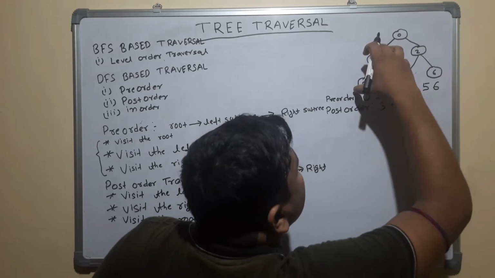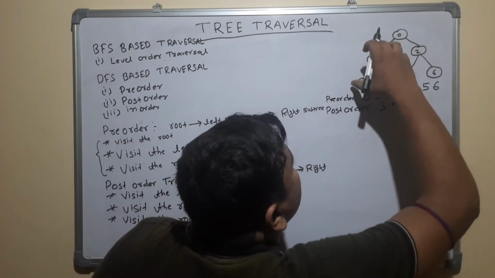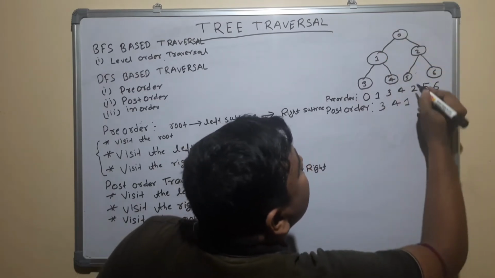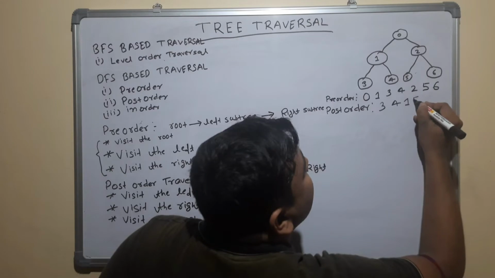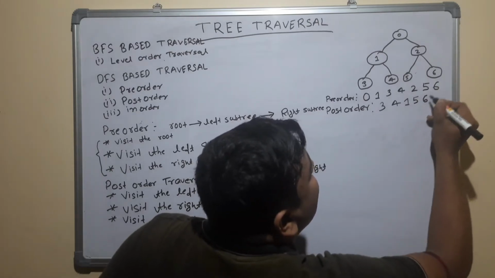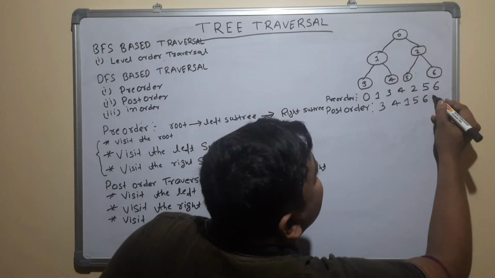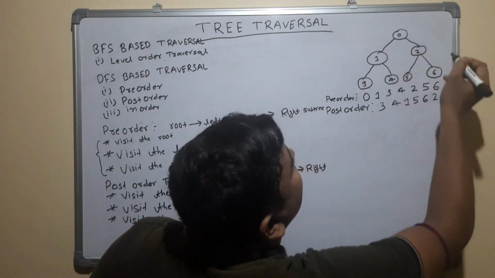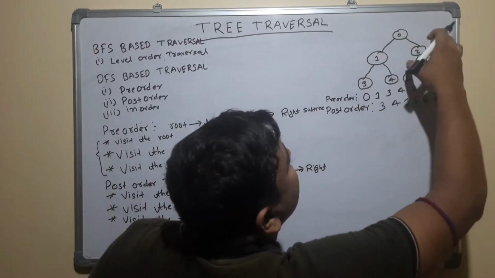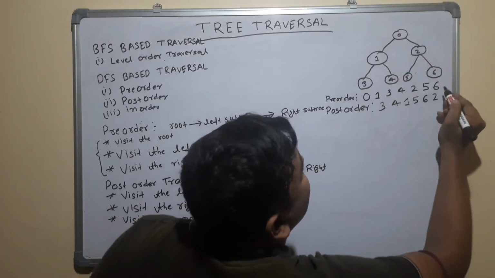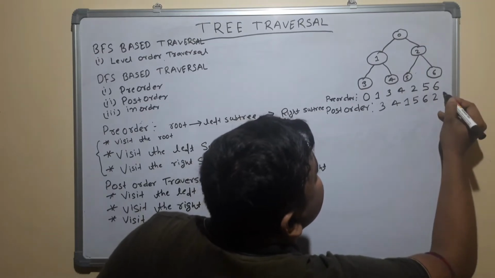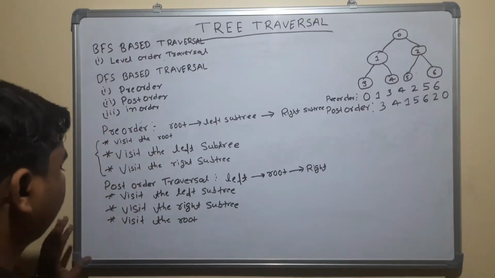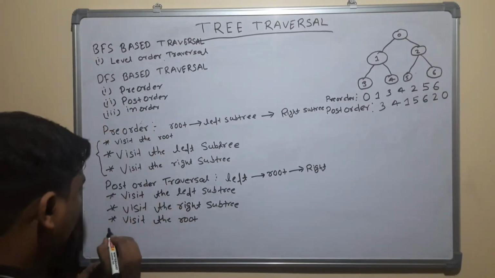The first subtree has been processed. Now we go to the second subtree. In the second subtree we print left, right, root. These two subtrees have been processed. Now at last we print 0. Now we will discuss inorder traversal.